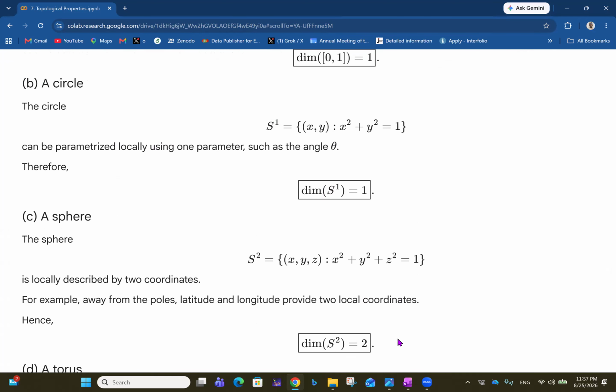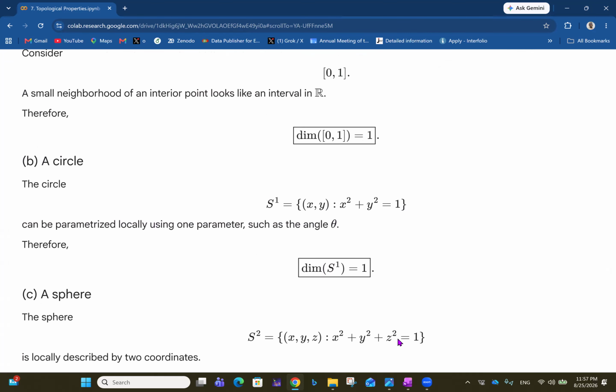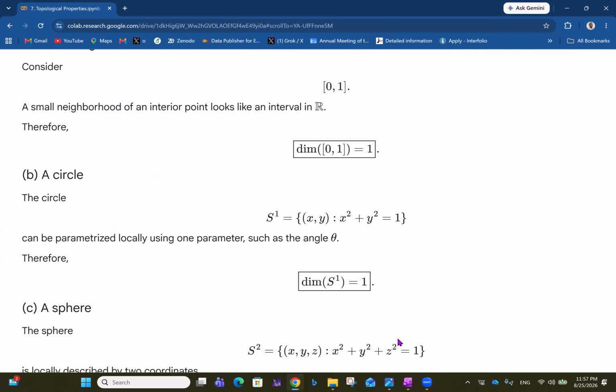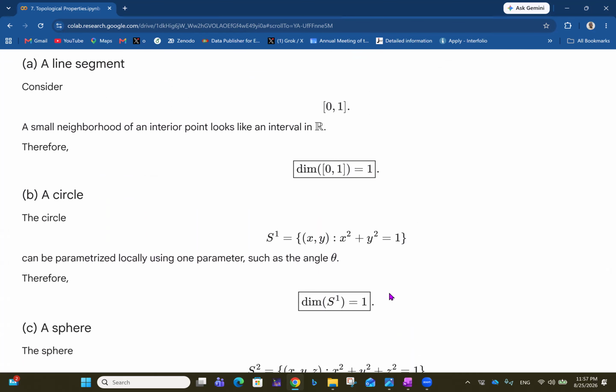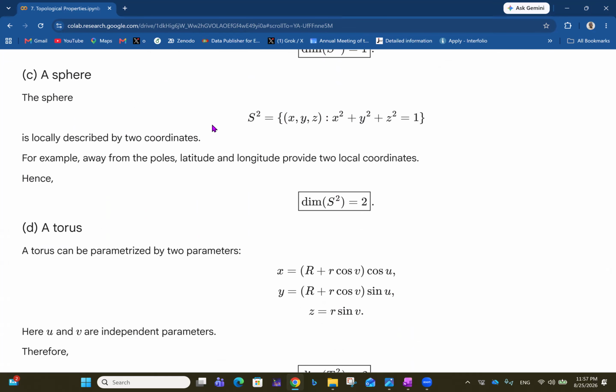Talking about a sphere now, like I've given you the simple idea. If it is a point, the dimension is automatically 0. R1 means just a one-dimensional real line, and a circle, which is also S1, has dimension 1. But for a sphere, once you see S2, you know the dimension is 2. It is locally described by 2 coordinates. For example, away from the poles, latitude and longitude provide 2 local coordinates. Hence, the dimension of S2 is 2, because latitude and longitude are associated with a sphere, since the Earth is roughly spherical.